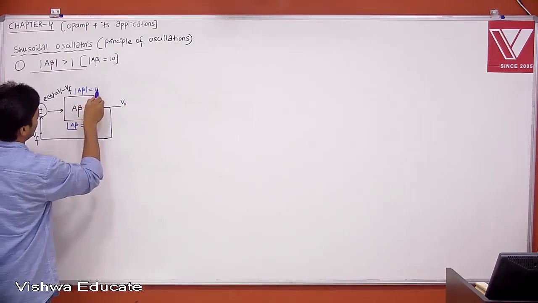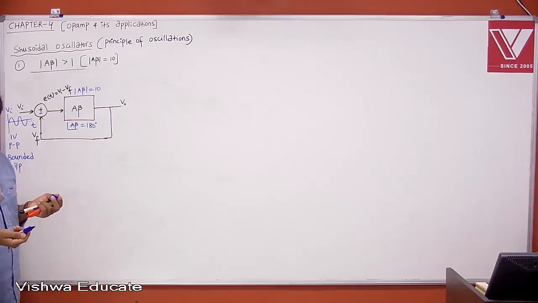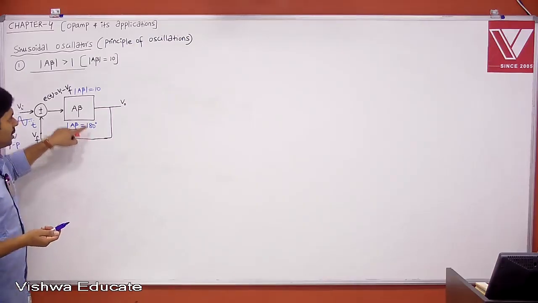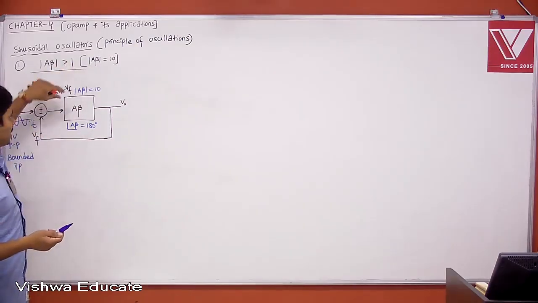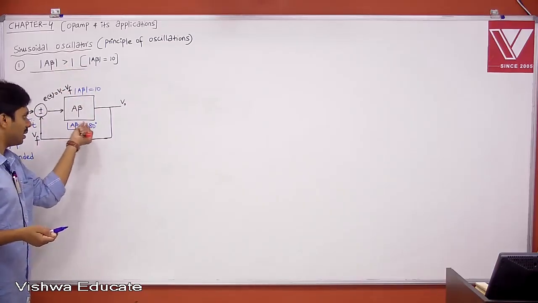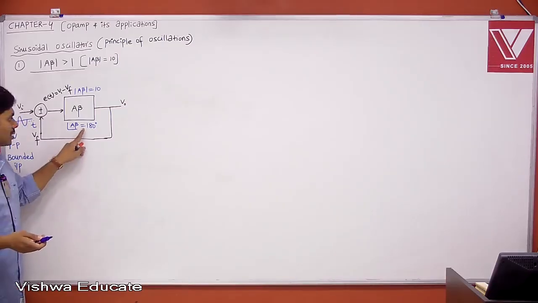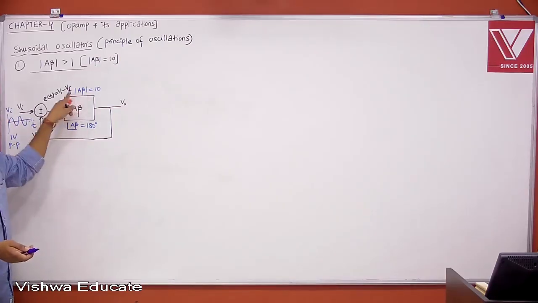Strictly speaking, A beta is equal to minus 10. What do you mean by minus 10? Having 180 degrees phase shift and a gain of 10. I'm just separating the magnitude response and the phase response or phase angle, which is 180 degrees for whatever sine wave you are applying, with a gain of 10.